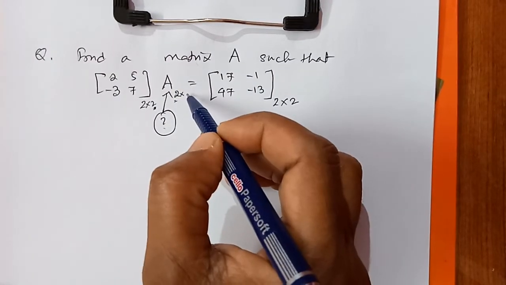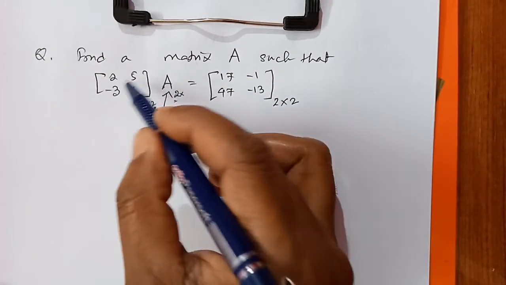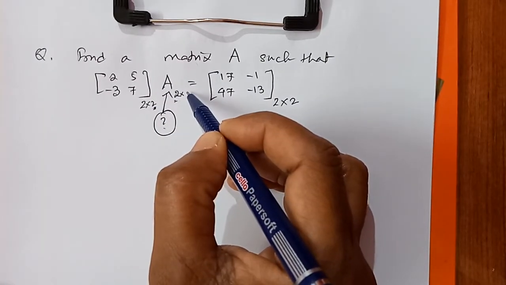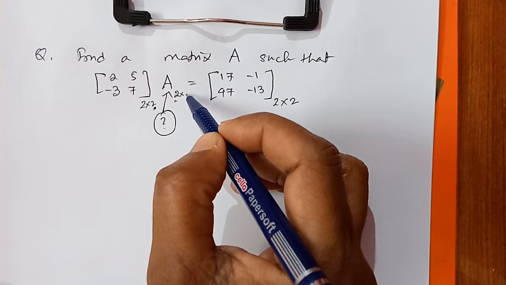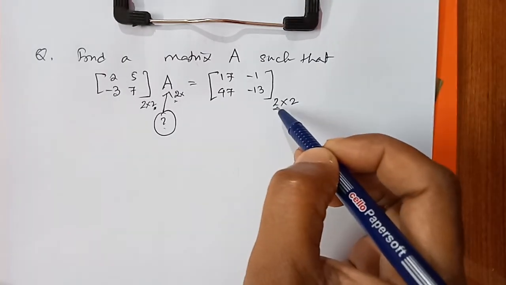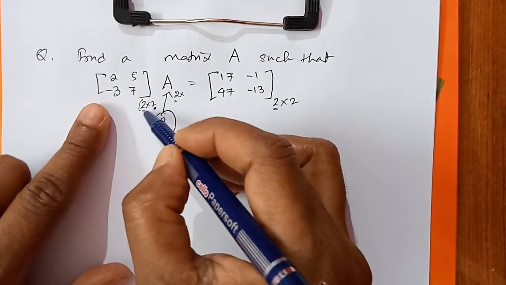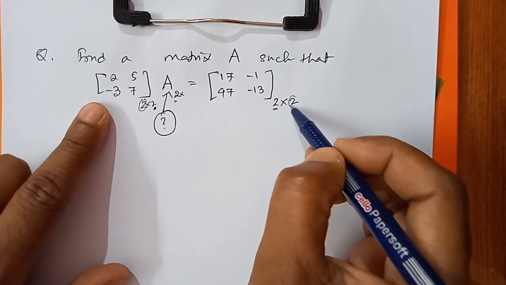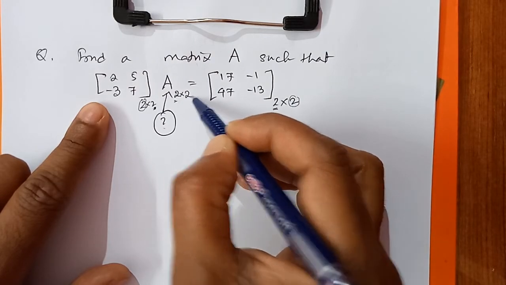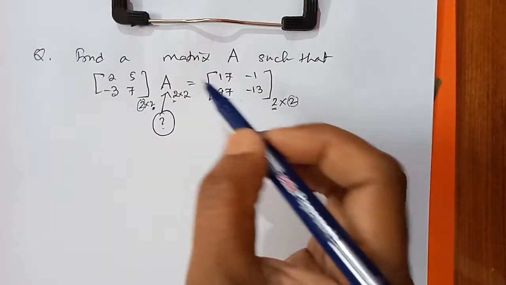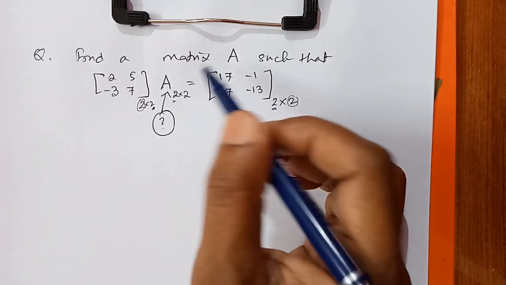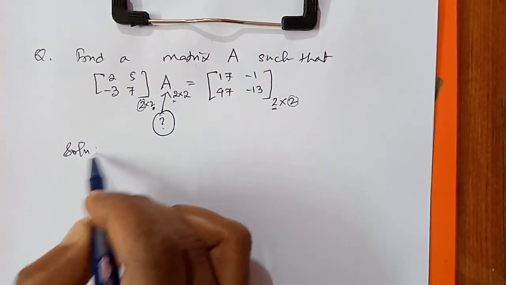Then what number do you have to put here? Because the product order will be the first number and the last number only. The first number and last number will be the order of the product. So the order of the product is 2 by 2. That means this is the first number of the first matrix, and this should be the second number of the second matrix. So here it should be 2. So this matrix A you have to find, and this matrix A must be of order 2 by 2.